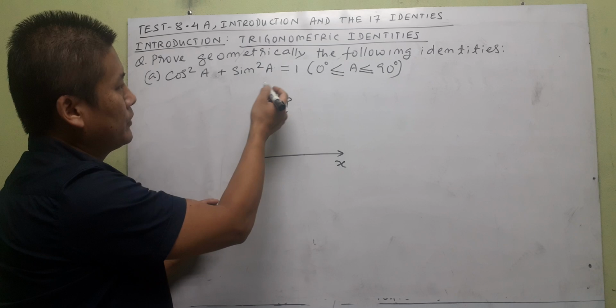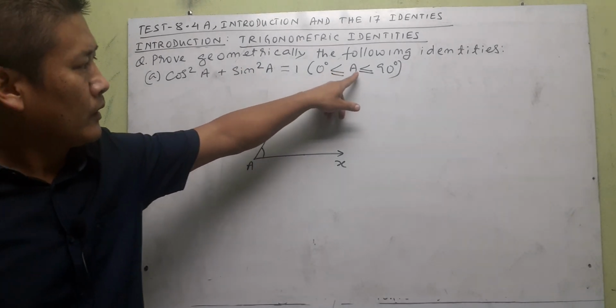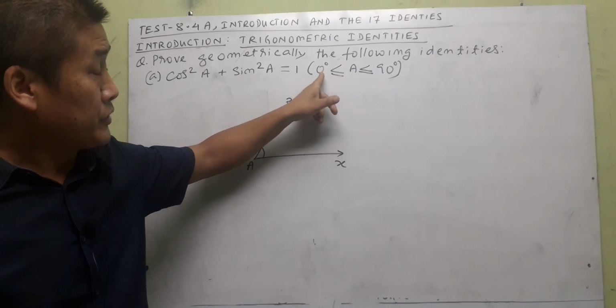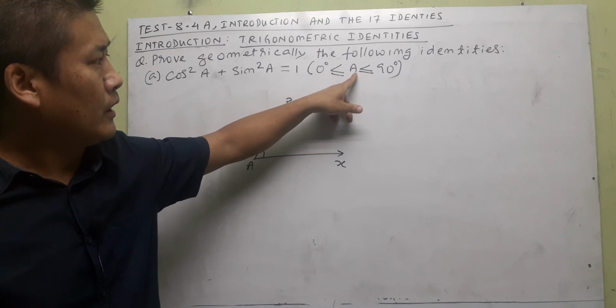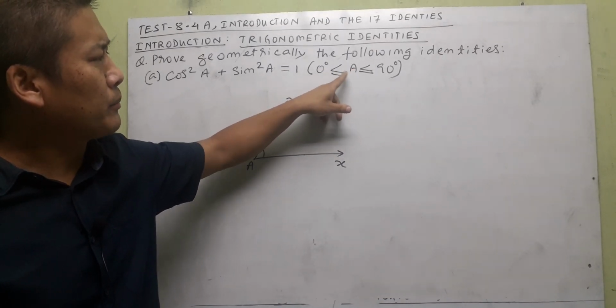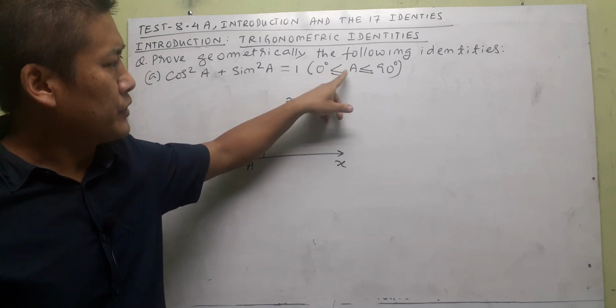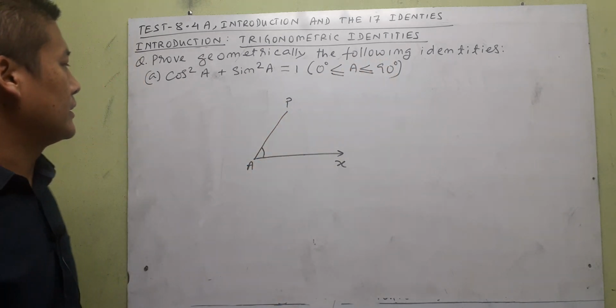XAP equal to A. Okay, and this A angle value should be greater than or equal to 0. 0 degree should be equal or less than A. That means A can be equal to 0 or more than 0. And A can be less than or equal to 90 degrees. So that is the condition.